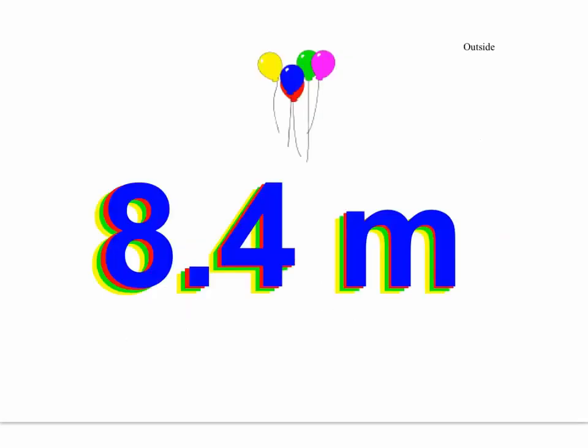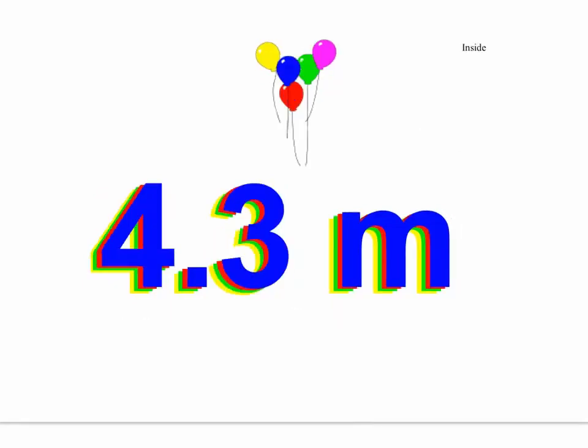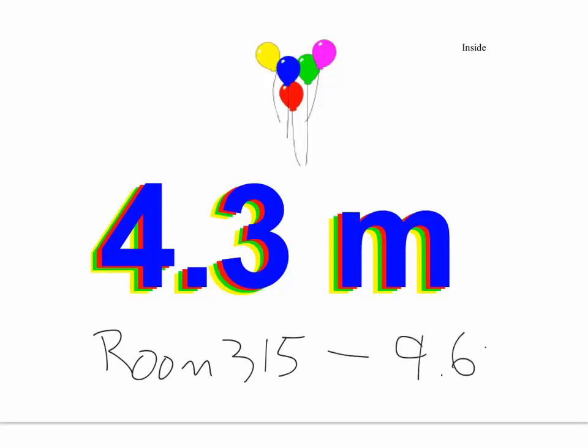All right, the 8.4 meters was for room 316. So if you did your lab with one of the teachers in room 316 and that's your normal room number, this is the answer you should have got. If you were inside, it was 4.3 meters. Okay, so that was like if you did in the hallway. And if you were in room 315, that I believe was 9.67 meters as your mystery distance.